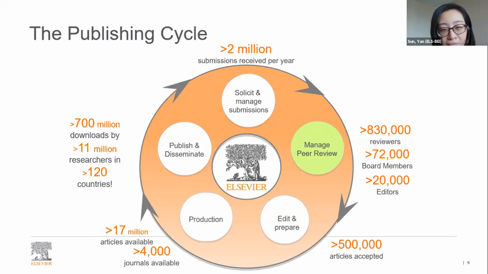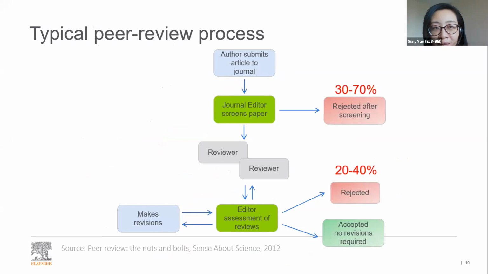For our production platform, ScienceDirect, there are now more than 17 million articles available, and more than 4,000 journals available on the platform. And we have readers globally, across more than 120 countries, and more than 11 million researchers downloading every day from ScienceDirect. This is pretty much the publishing cycle we are managing every day now, which is, of course, extremely expanded compared to 300 years ago. The core process of the publishing cycle for authors is, of course, this peer review process.